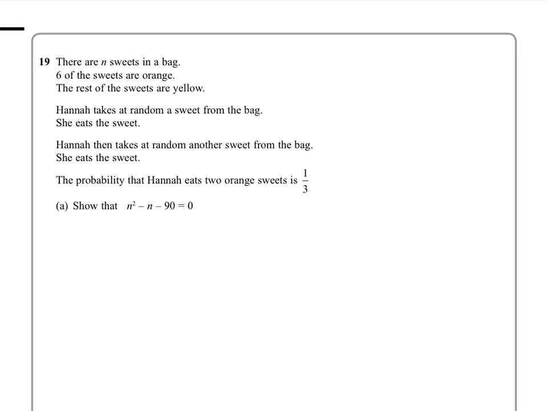Well, the first thing that I would look at is this. This is probably the thing where I would start with. So the probability of having the first orange would be 6 out of n, because there are 6 orange sweets and n in the bag. And then the probability of picking the second sweet, if it's orange, well, there'd be 5 oranges left, but only n minus 1 sweets left, and that's equal to a third. So what I would personally do is do the algebra, so times those 2 fractions together.